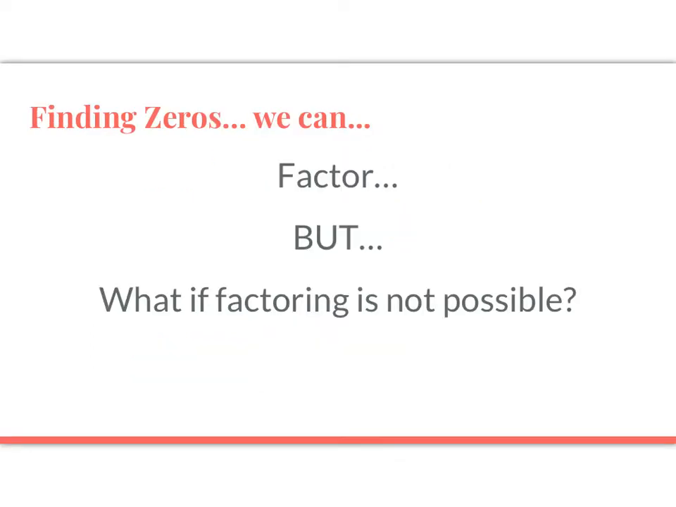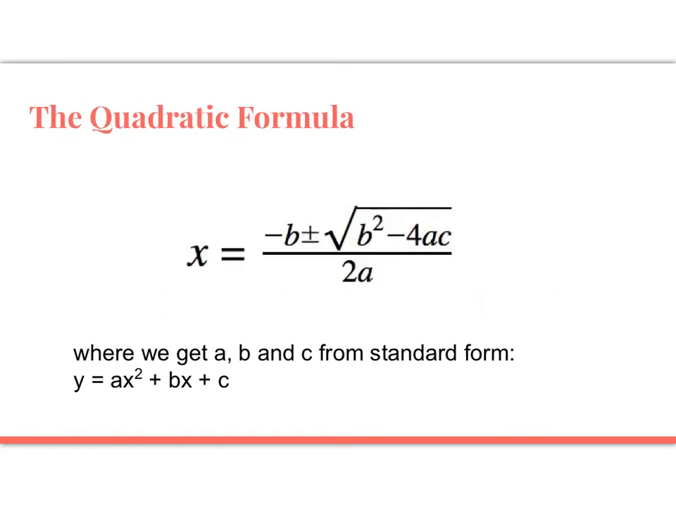We have been finding the zeros, or the roots, because we were factoring. But what if factoring is not possible? What then? We can use the quadratic formula. The quadratic formula is based on standard form, where a is in front of the x squared, b is in front of the x, and c is the constant. Then we can find the intercepts, x, by using this formula.